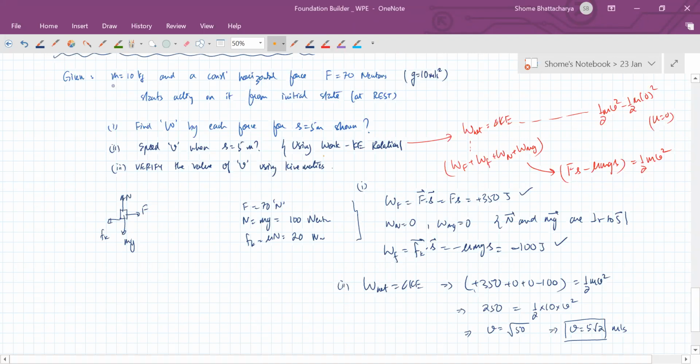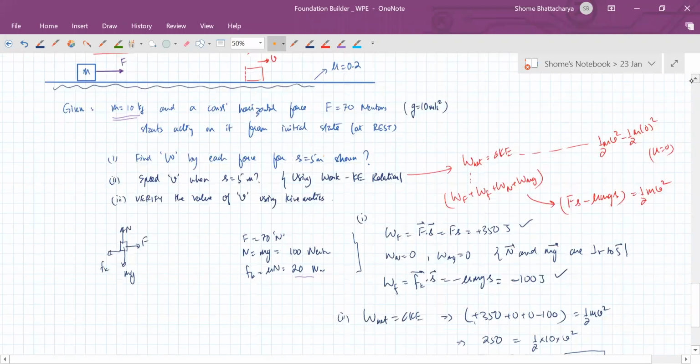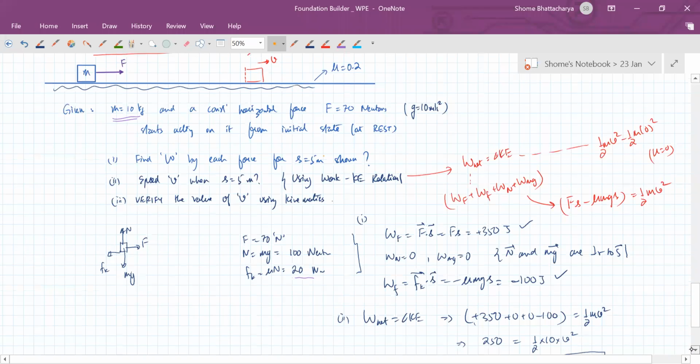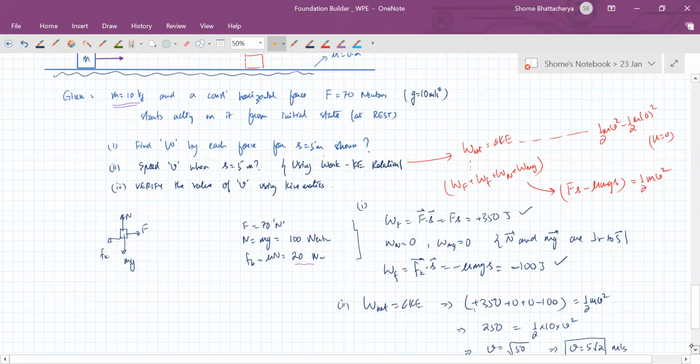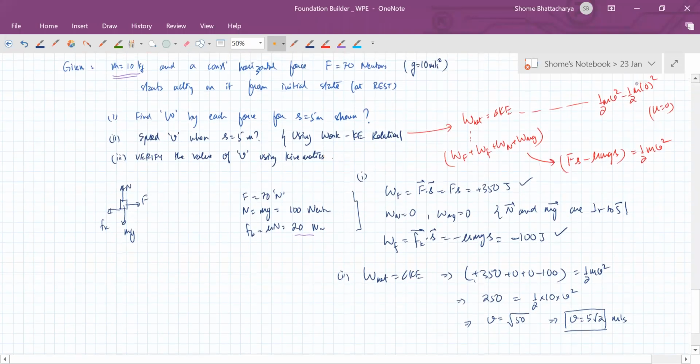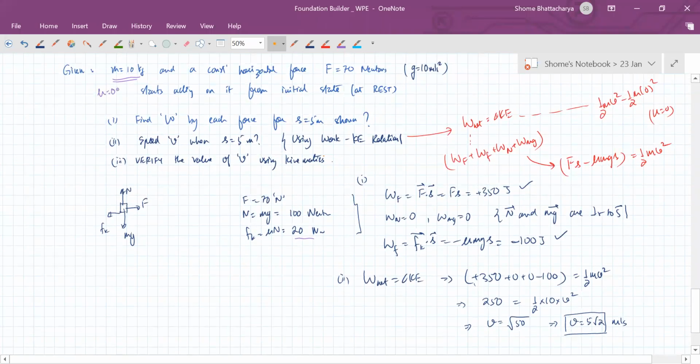Hey, but m is 10 kg, na? That's how we got the frictional force as 20 newtons, na? Because coefficient of friction is 0.2. Yeah, that's what I said. Okay. In the previous question m was 5, I think in this question m is 10.